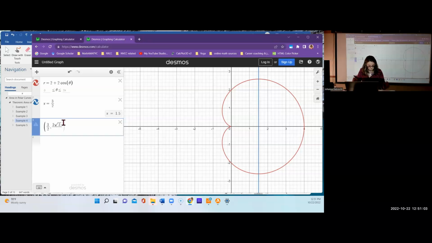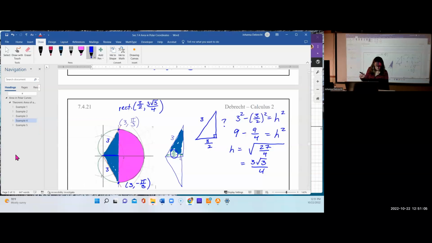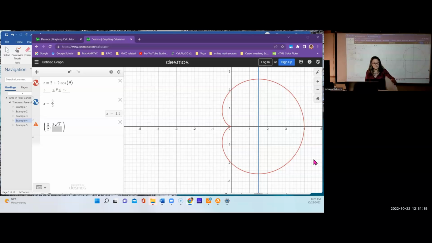Divided by, what was it? 4? Oops, that shouldn't be a 4. I didn't take the square root. That should be a 2. All right. So over here, this should be a 2. Bingo, we've got it.